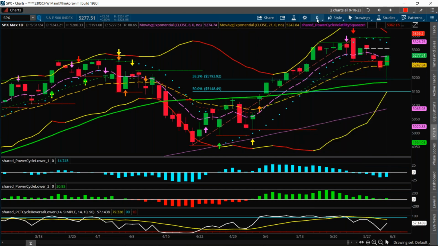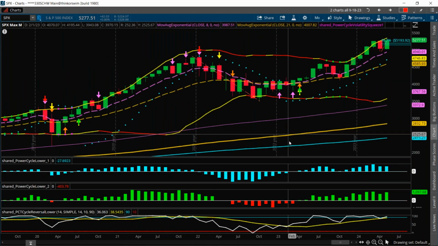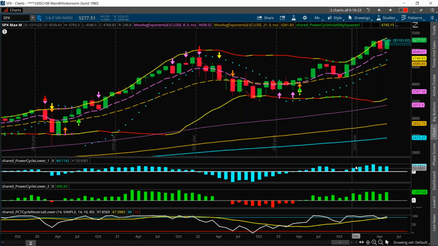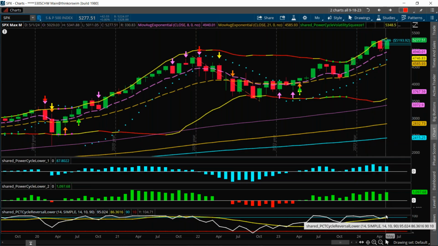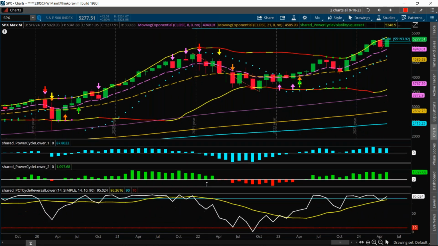Now, if we look at going from macro, which I call monthly, we're in a big uptrend, right? So look at the momentum. Cycle 1 and 2 are positive. Now we're getting overbought, but we can stay overbought for a considerable period of time. But here's what you can plan for.